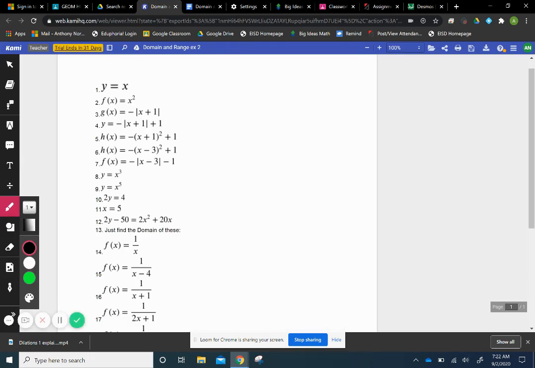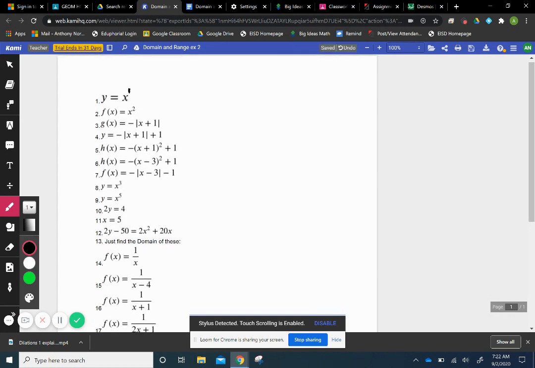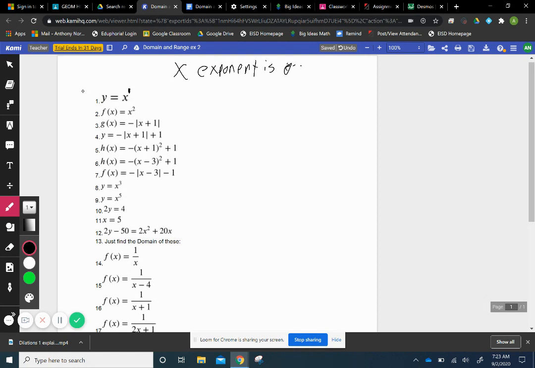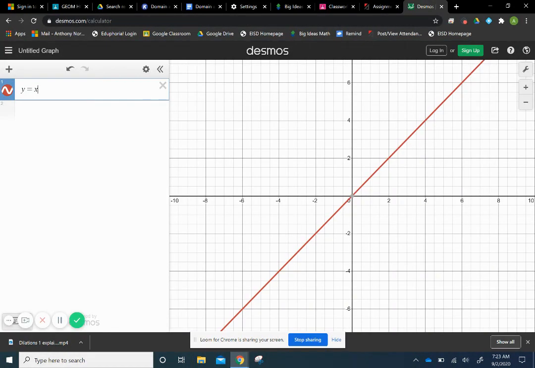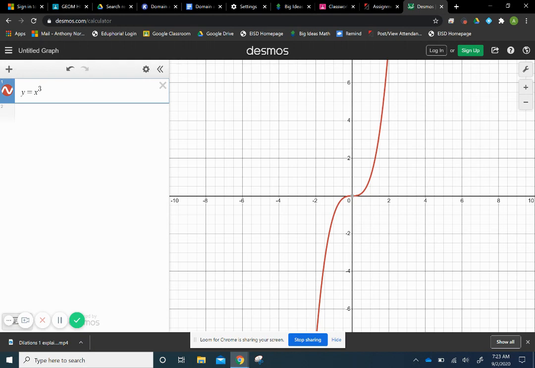The other way to do this, so the exponent here is a 1. Whenever your exponent on the x is odd, the domain and range is going to be all real numbers. And we'll see that if we go down here, look at x to the third power. It has a little curve in the middle, but it still goes all the way up and all the way down.